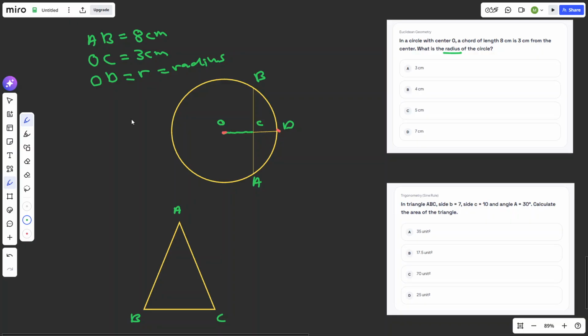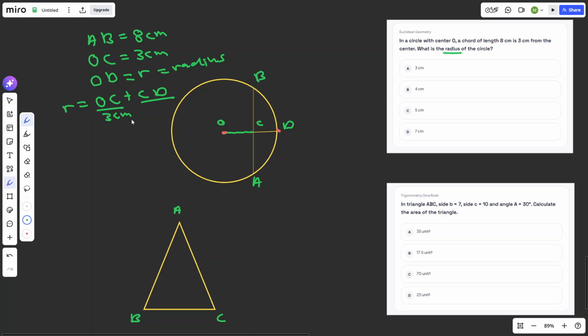Okay, so now we want to find our radius, so we need to do a bit of calculation here. If we consider all the points here, O, C, D, our radius is OC plus CD. If we were able to find CD, we'd be able to find our radius, because OC we already know: it's 3 centimeters.